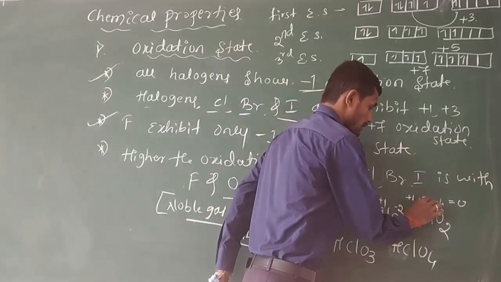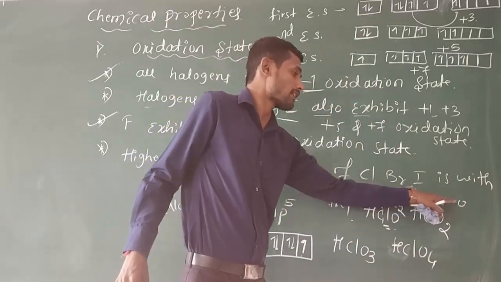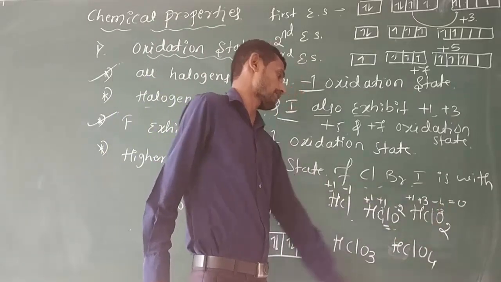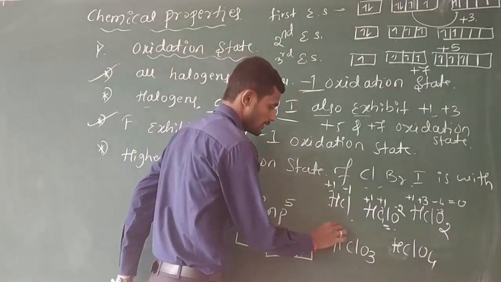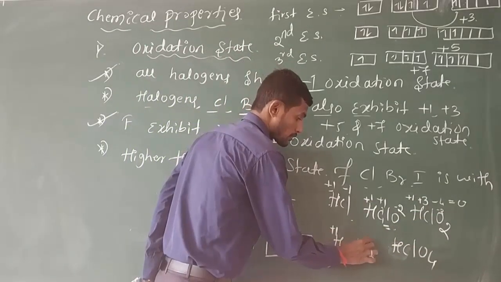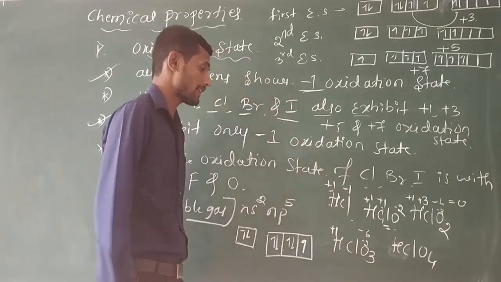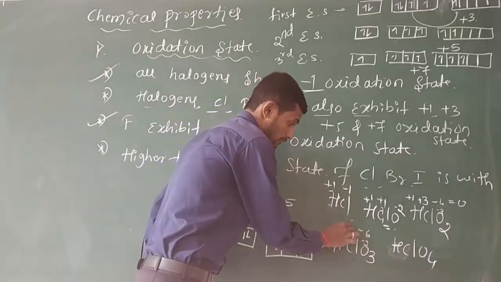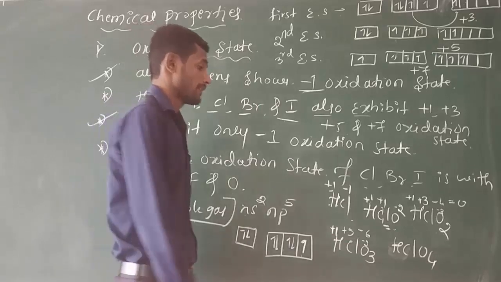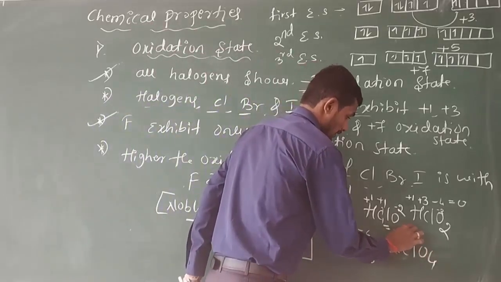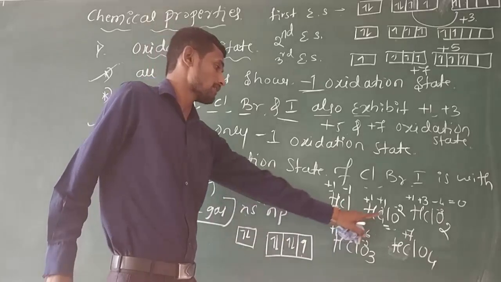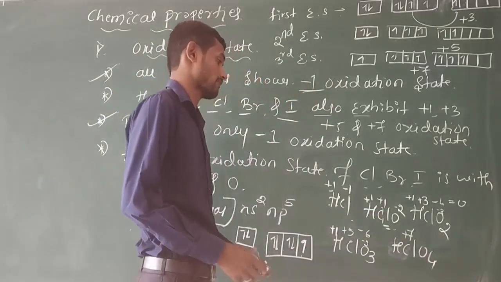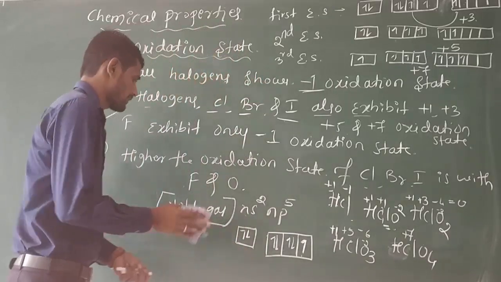As here +3 +1 -4 equal to 0. Here the oxidation state of chlorine is +3. Yes, here when it is +1, 3 into -2 means it is -6. Is it right? When it becomes equal to 0, the value of Cl becomes +5. Next, here the oxidation state of chlorine is +7. Is it right? Yes, +1. 4 into -2 is -8. Yes. Okay, students. Next.